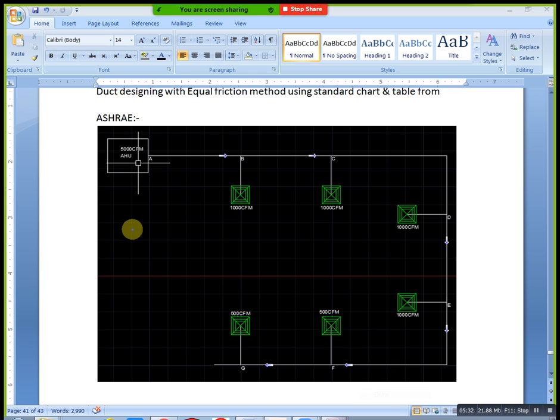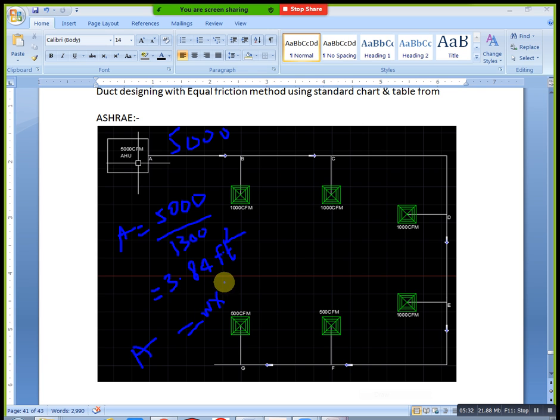For example, this is our 5000. Already we know this one. Now when you draw, A is equal to how much? 5000 divided by 1300. Then how much will you get? Your value 3.84. This is completely square feet value. Now we need to find our width. For width, already we know area is equal to width into height. In that condition we need the width value.